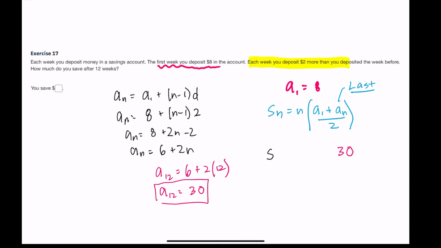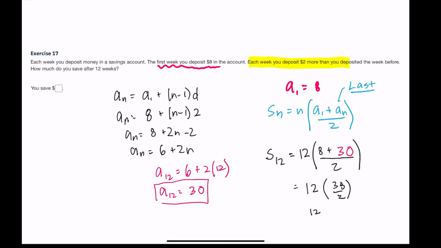For S, we're finding the sum of 12 weeks because that's how much we're saving. N will be 12 for 12 weeks. And then we have A1, which is 8, plus the last term, which is the 12th week, and we substitute that in for 30. And there you go. We go ahead and simplify this out. We've got S sub 12 is equal to 38 over 2.